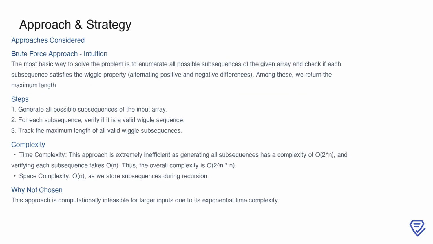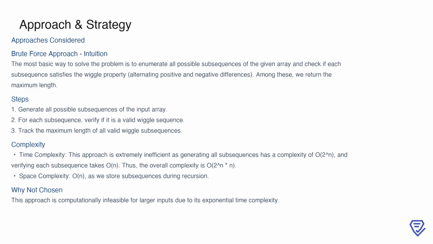To start solving the wiggle subsequence problem, one approach we could consider is the brute force method. The intuition here is straightforward. We generate all possible subsequences of the given array and then check each subsequence to see if it satisfies the wiggle property, which means it alternates between positive and negative differences.